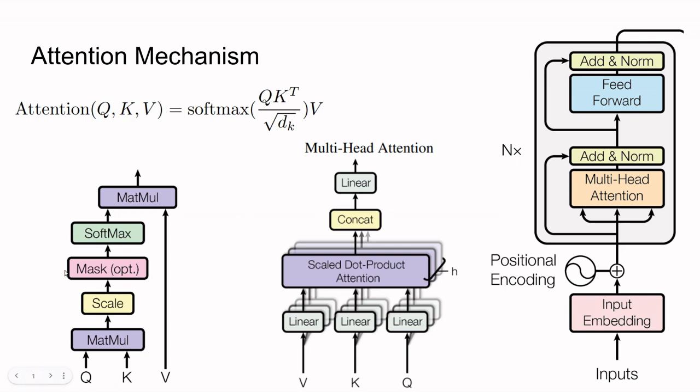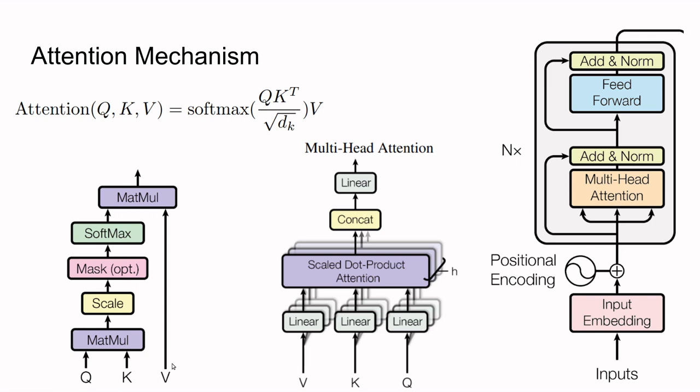Then comes masking. There is no masking in the encoder, so this is nothing in here, this is just for the decoder. Then we will apply softmax to have numbers between 0 and 1, and finally we will multiply by V, which is, as we said, the same matrix again. So what's the meaning of this?